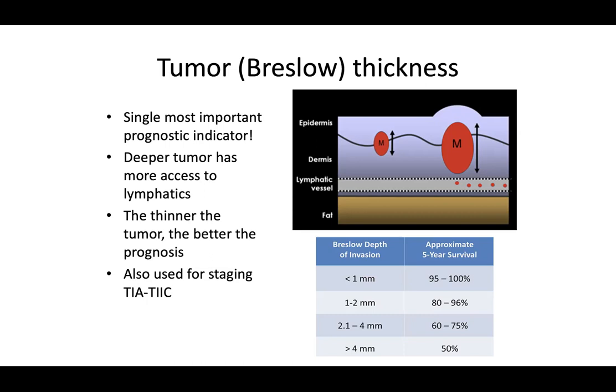years. You can see the survival rate decreases incrementally as you go down the rows here. So 1 to 2 millimeters of thickness, 80 to 96%, 2.1 to 4 results in 60 to 75%, and greater than 4 millimeters is often associated with less than 50% 5-year survival.